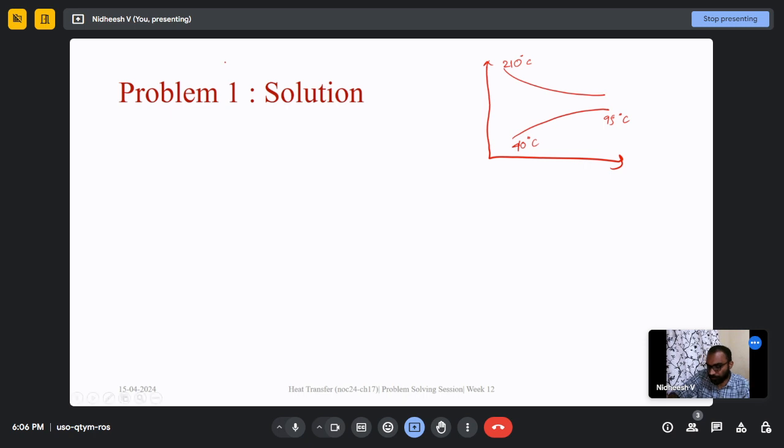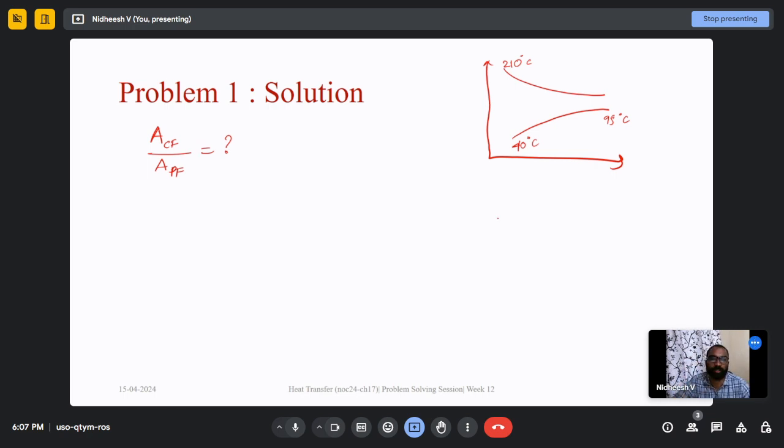Okay, what we need to find out is the area available for heat transfer for the counterflow heat exchanger divided by the area available for heat transfer for the parallel flow heat exchanger. This is what we need to find out. Okay, now can we relate this to our total heat transfer rate?